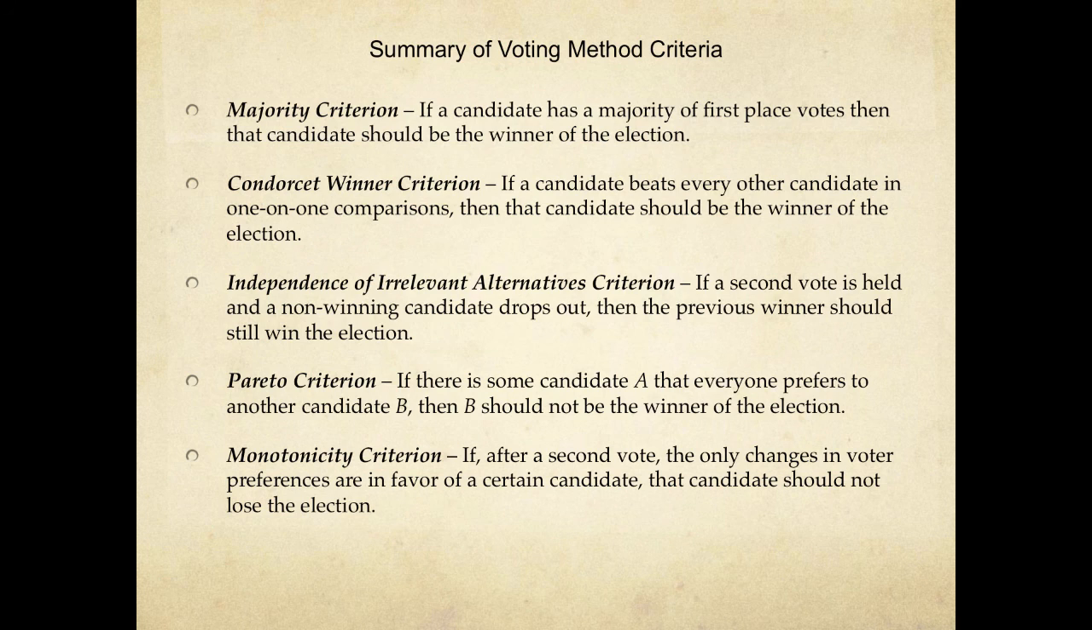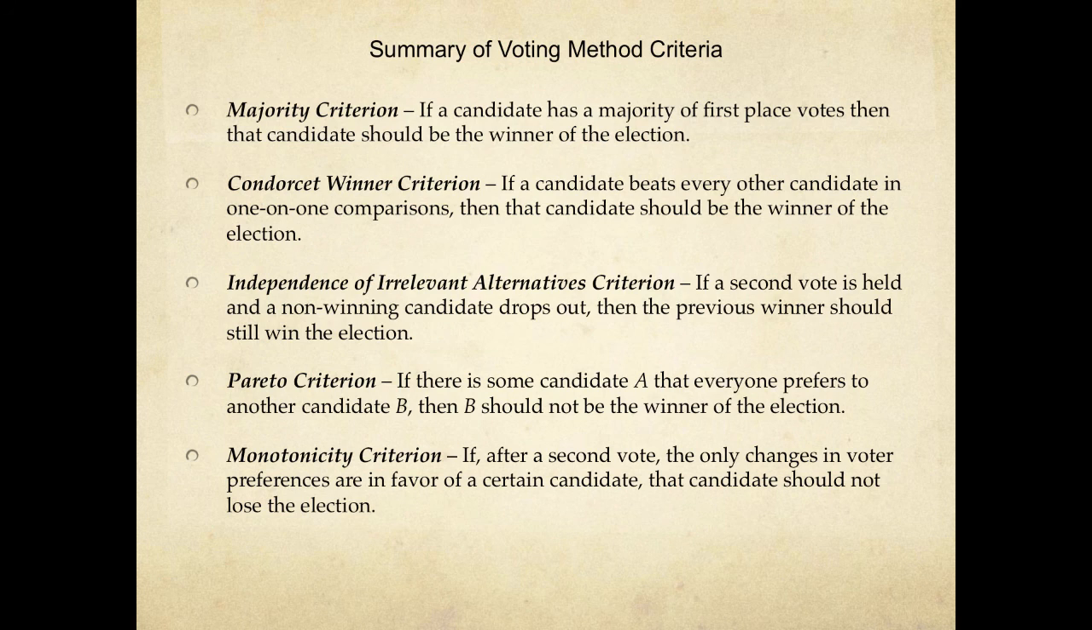Second criterion on the list, the Condorcet winner criterion. If there's a candidate that beats every other candidate in one-on-one comparisons, then that candidate should be the winner of the election. And you've already seen with plurality that that isn't necessarily going to happen. And therefore, we could say, theoretically speaking, that it is possible that with plurality, the Condorcet winner or Condorcet candidate isn't elected, and therefore it's a possibility that the plurality method fails the Condorcet winner criterion.